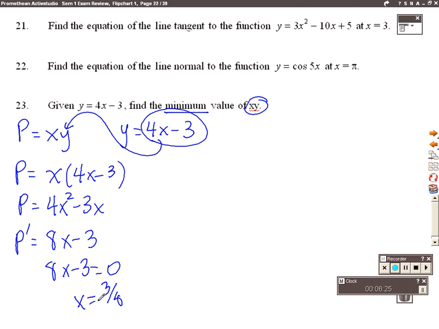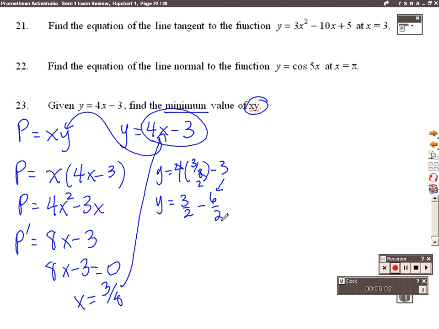Now it asked me for the minimum value. Be careful, 3/8 is not the answer. So now to find the corresponding y value, I'm going to come in here, so I get y equal to 4 times 3/8 minus 3. So that would be 4 goes into 8 twice. 3 halves minus 3. Now remember, 3 is 6 halves. So 3 halves minus 6 halves would be negative 3 halves.